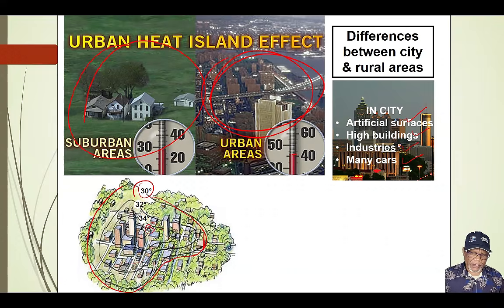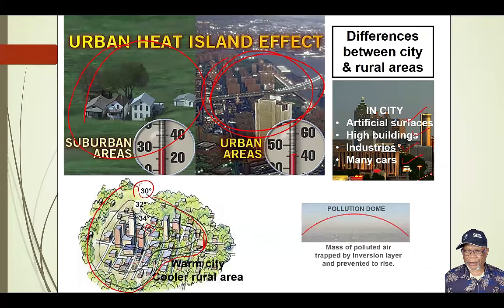Why? Now you can start looking at the artificial surfaces. You can think that these are tall buildings that are absorbing more heat. There will also be more activities. There will be more vehicles. So this is the reason why urban areas will be warmer than rural areas.